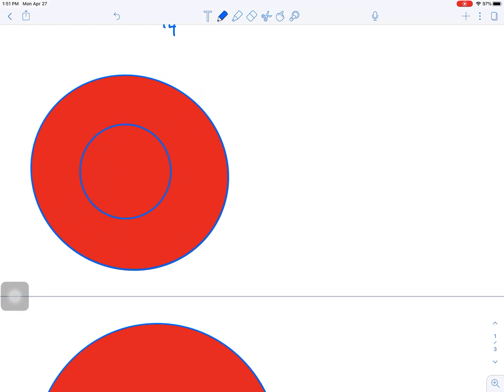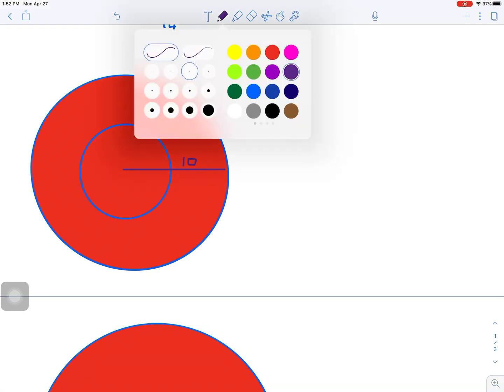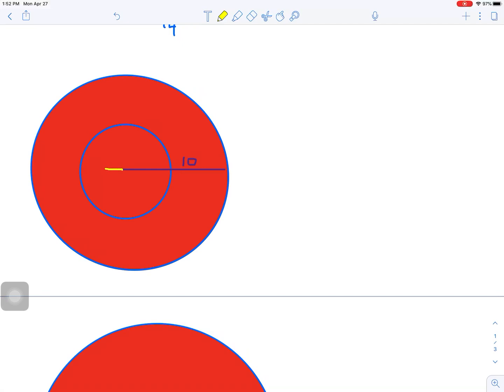Okay, so try it on your own and then I'll give you the solution. The area of the smaller circle we're going to have to figure out. The radius of the larger circle is going to be 10, and the radius for our smaller circle is going to be 6. So let's figure this out now.